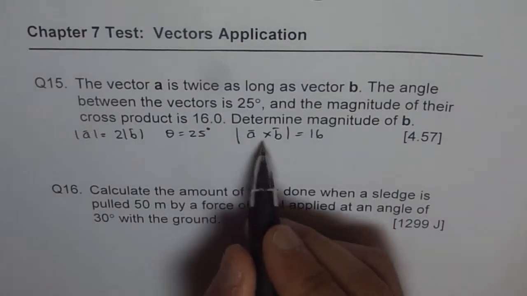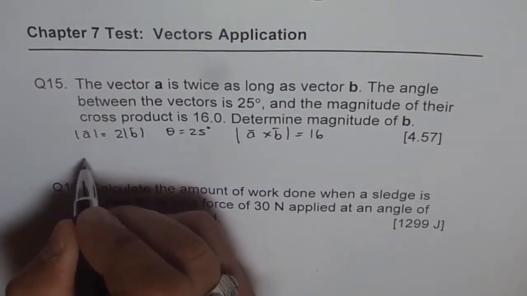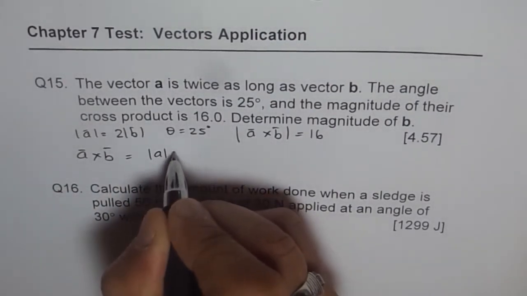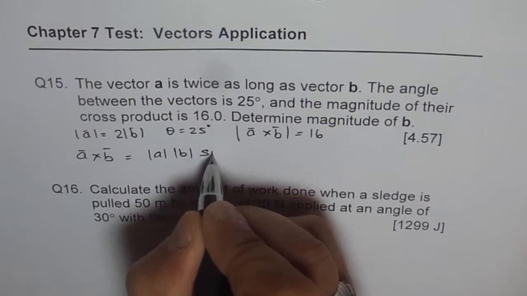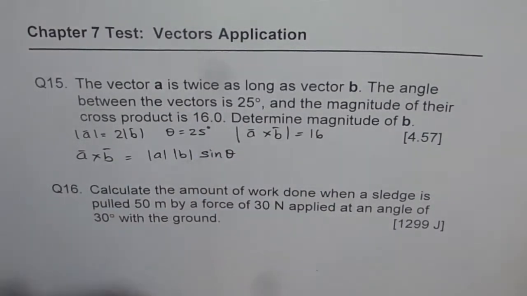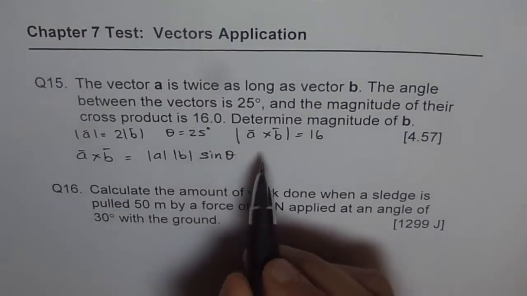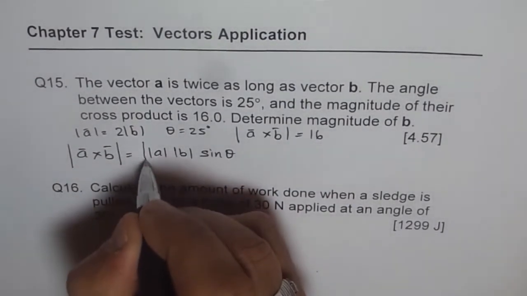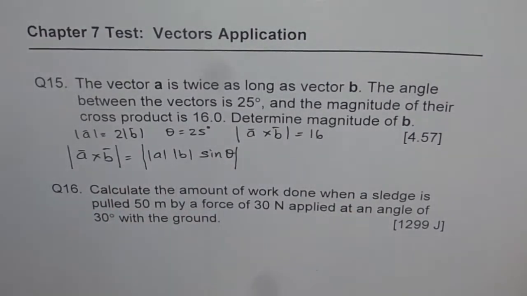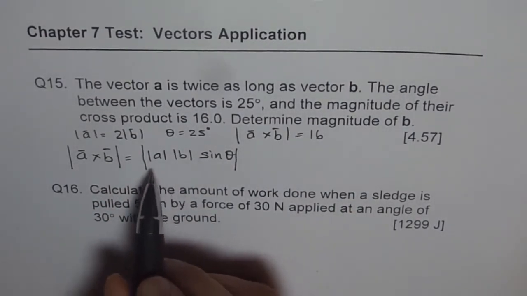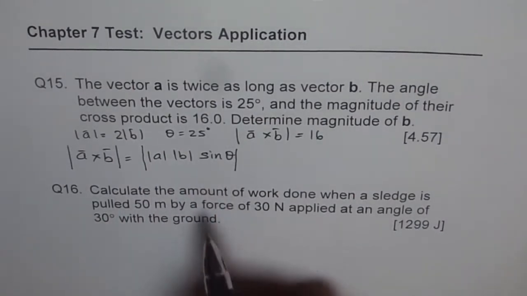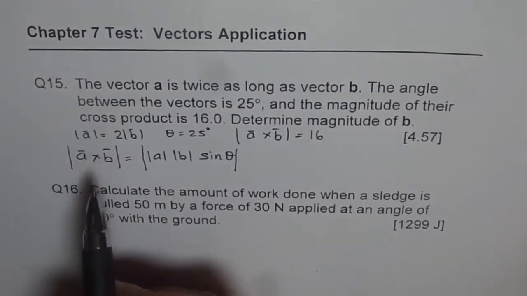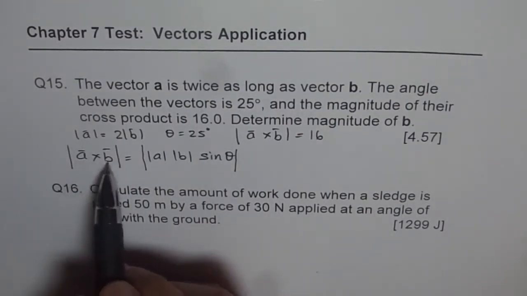Now you know what A cross B is. A cross B is equal to the magnitude of A times the magnitude of B times the sine of the angle between them. Correct. So that is what A cross B is. Now we are given the magnitude of A cross B. So let's say the magnitude of A cross B is the magnitude of all this, right? Now I purposely put magnitude here. Sometimes the angle could be such that you get negative answers, right? Sometimes, it's rare.